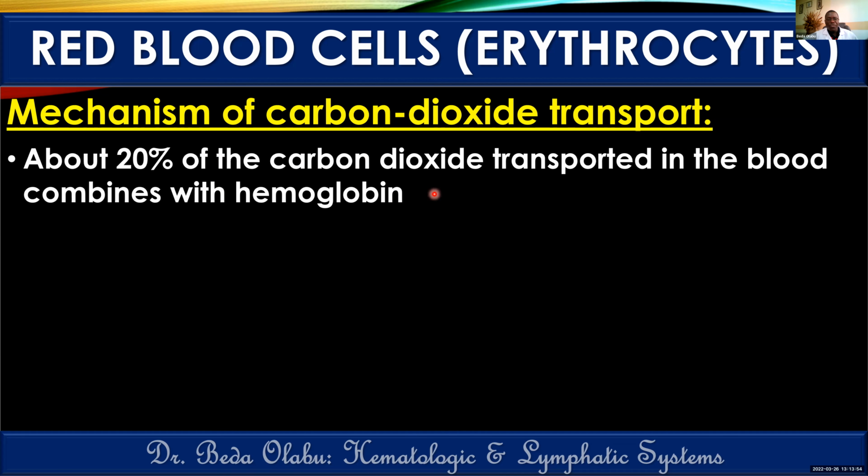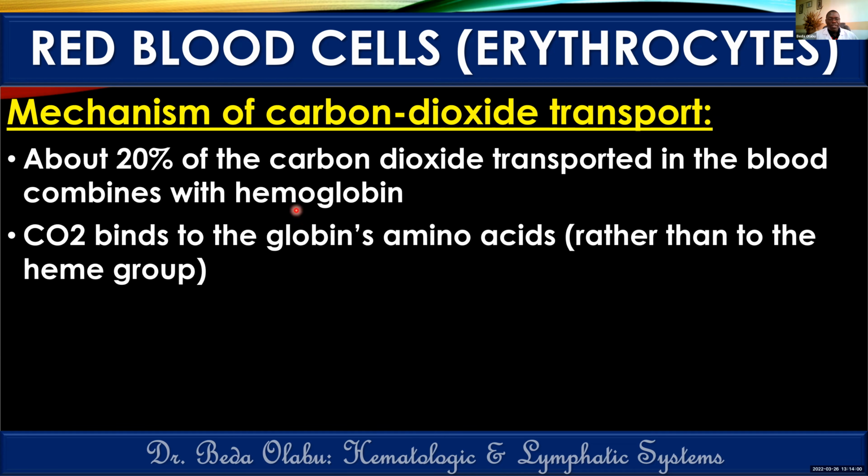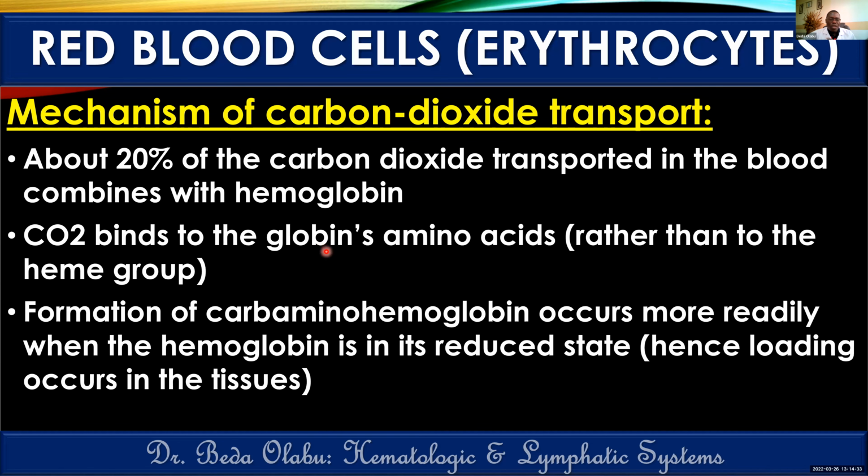So based on the mechanism of transportation through hemoglobin, carbon dioxide usually binds with the globin molecule, and specifically it binds to the amino groups in the amino acids of the globin molecule, rather than the heme part. Remember, oxygen binds with the iron on the heme part. Carbon dioxide binds with the amino groups on the globin side of hemoglobin. What they form is called carbaminohemoglobin.